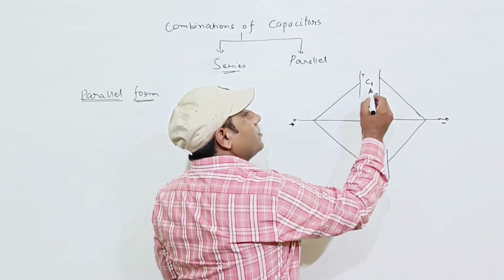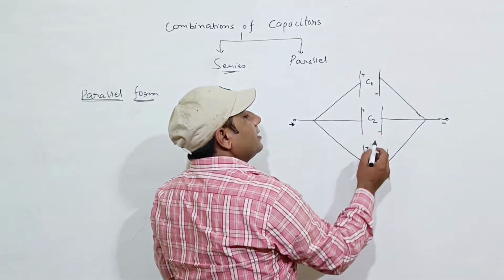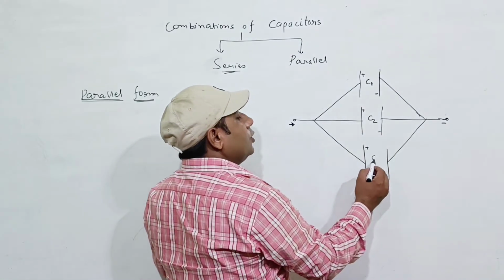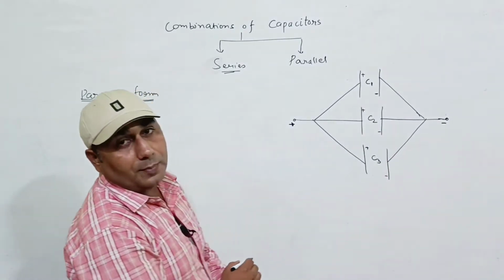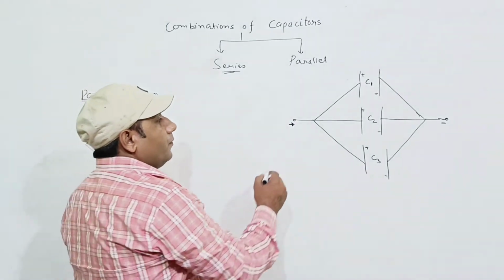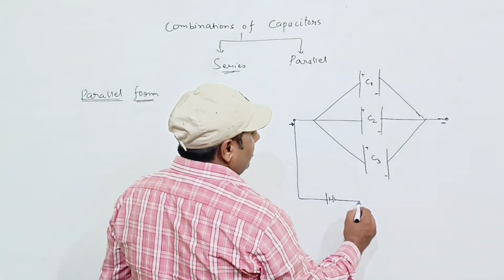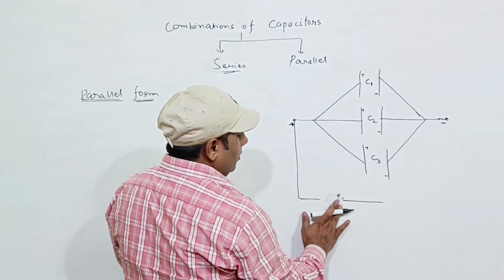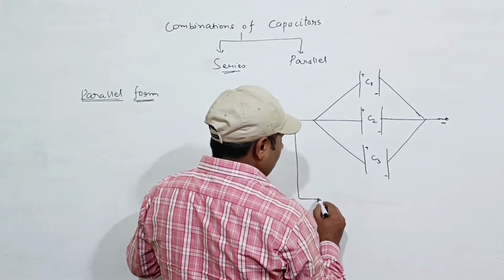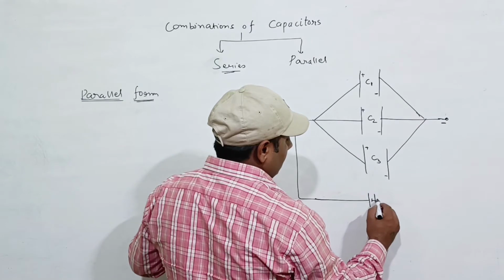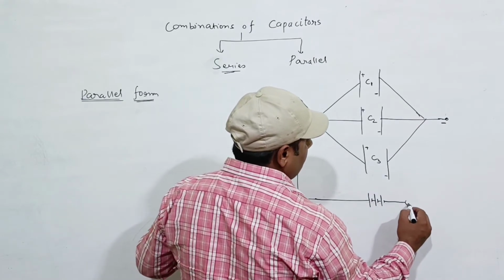If the capacitance of the first capacitor is C1, the second capacitor's capacitance is C2, and the capacitance of the third capacitor is C3, and it is connected to a cell or battery.